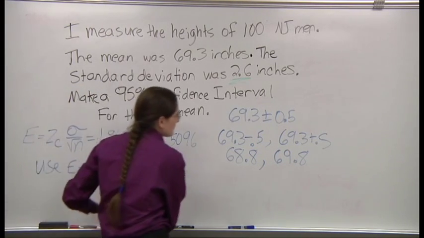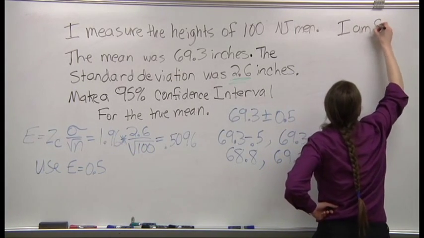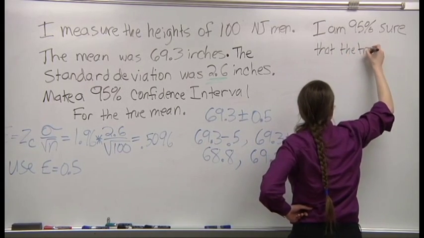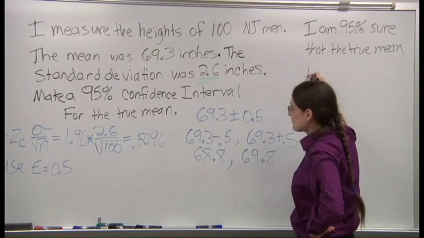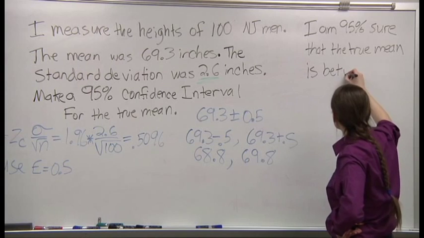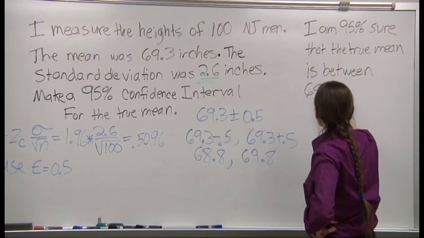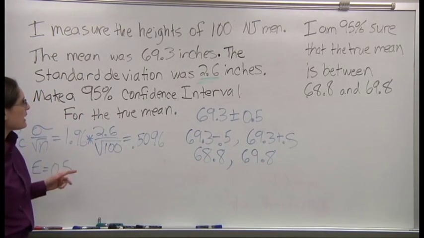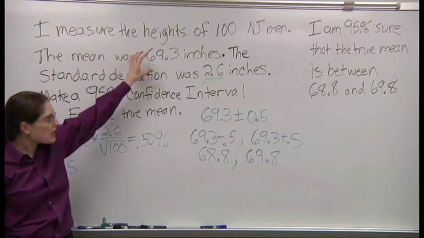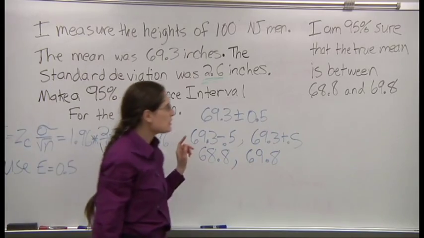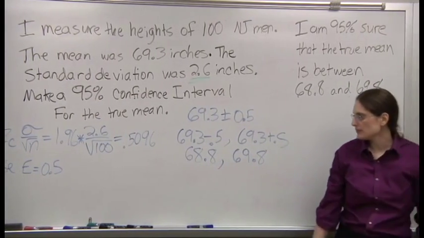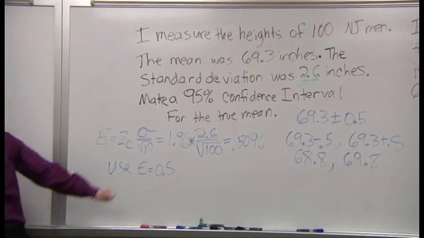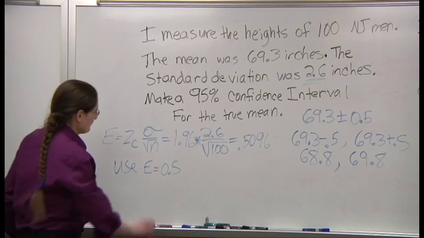So I am 95% sure that the true mean is between 68.8 and 69.8. So now we know not only approximately where the true mean is, but how specific your estimate is. Okay, so that's a confidence interval. Now, I'm sure you're all wondering where the heck the 1.96 came from. Let's talk about that.